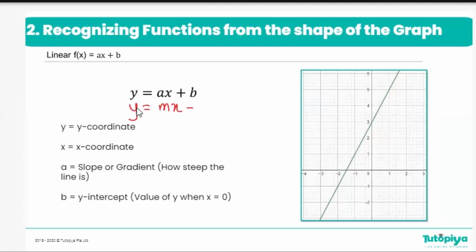This is denoting the same type of function, where m or a is the gradient of our line, which is the slope of the line, and b or c would be the y-intercept, or where the graph is crossing and intersecting the y-axis.